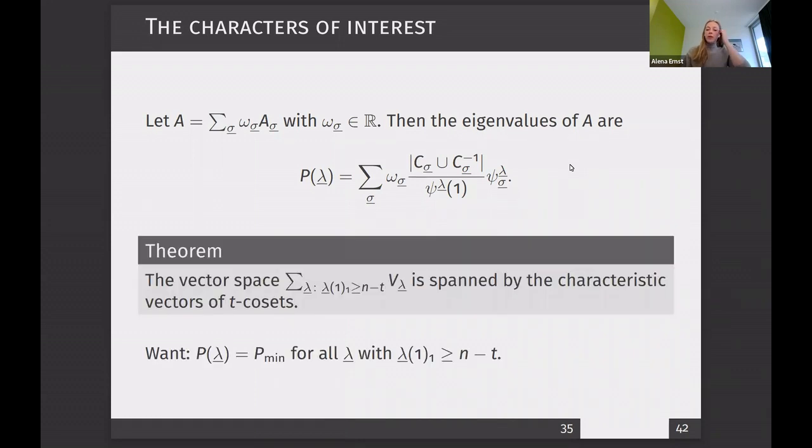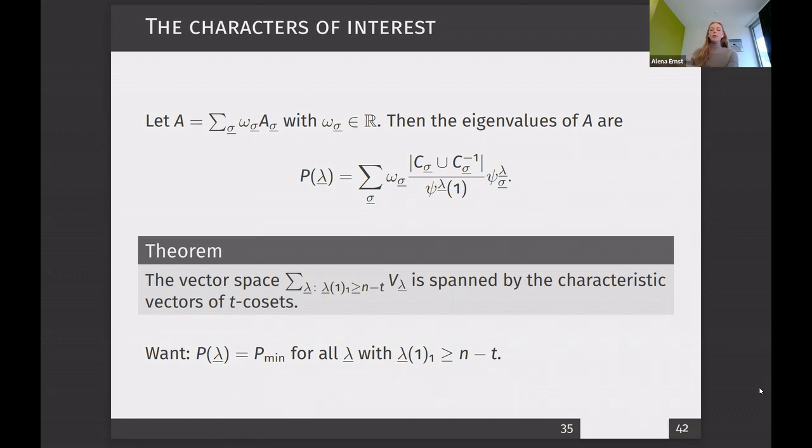For this, we will again make use of the following, namely that the sum of these vector spaces, where we just take certain lambdas, is spanned by the characteristic vectors of t-cosets. So for our extremal case, we have to make sure that the characteristic vector of our intersecting set lies in, or is spanned by, the characteristic vectors of t-cosets. So we have to make sure that we are contained in the eigenspaces corresponding to these lambda. We want our minimal eigenvalue to correspond only to those lambda where the condition of the sum holds. So that's how we pick our lambdas.